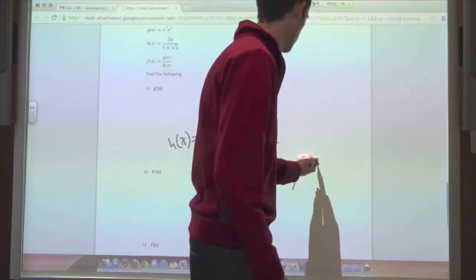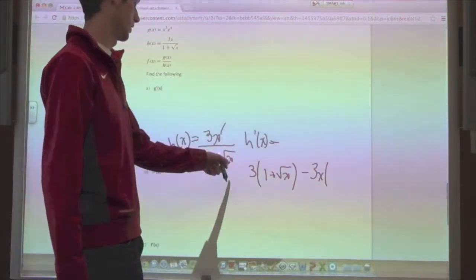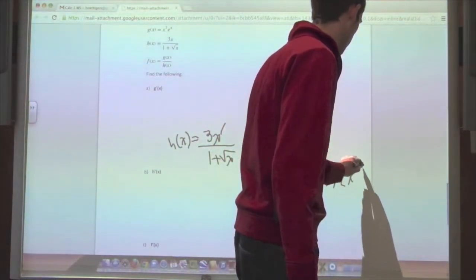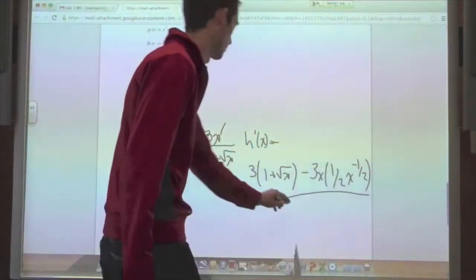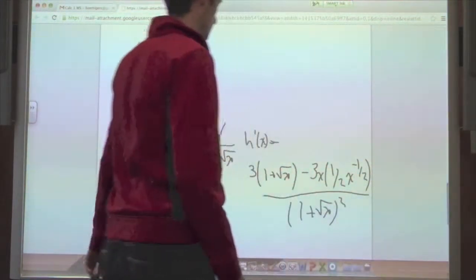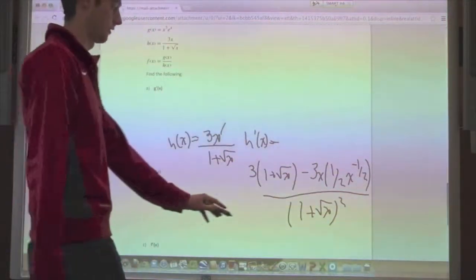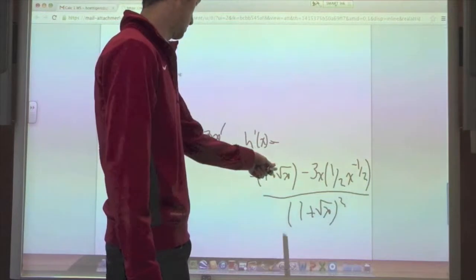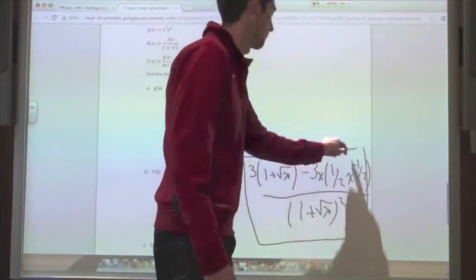minus the top, 3x, times the derivative of the bottom, which is just going to be derivative of 1 is 0, plus the derivative of x to the 1/2, which is just going to be 1/2 x to the negative 1/2. And then all of that is going to be over the bottom squared. Make sure you don't just say that this right here is 1 plus x, because the squaring that parenthesis doesn't work that way. So you see that's about as simplified as you're going to be able to get it there. You can do a little bit more manipulation to it, but for now, that's what that one's going to look like.